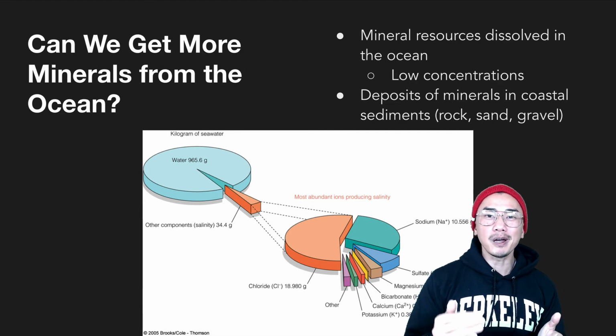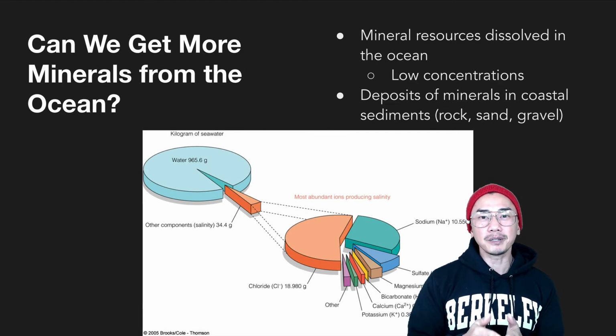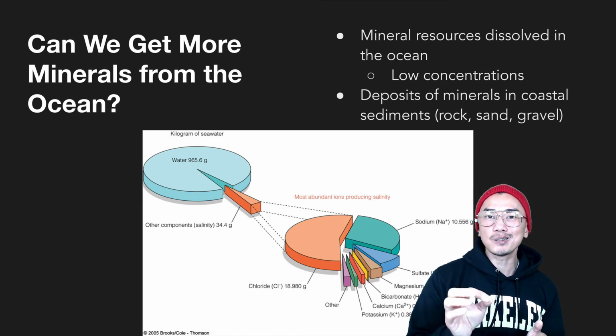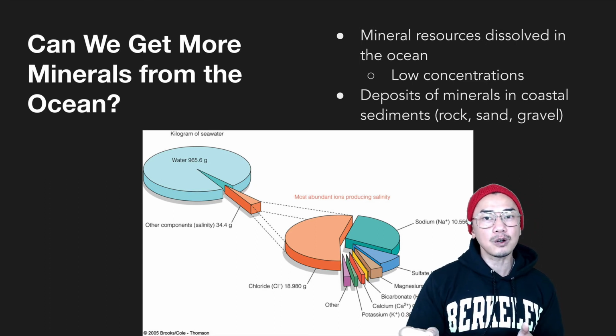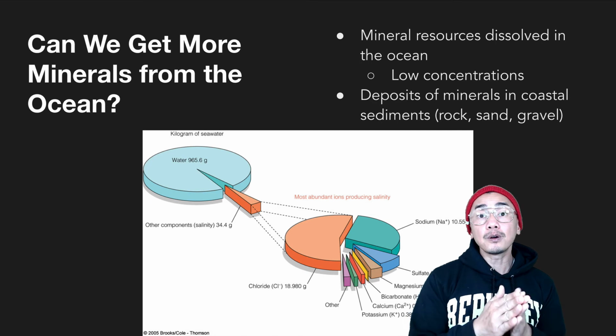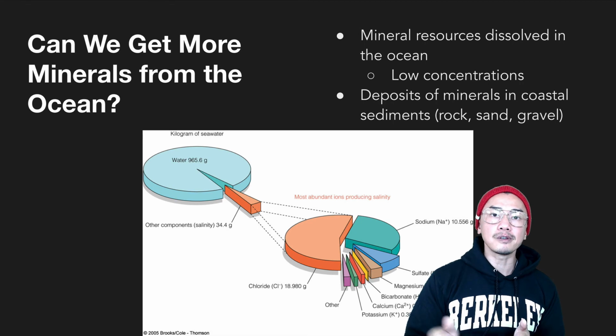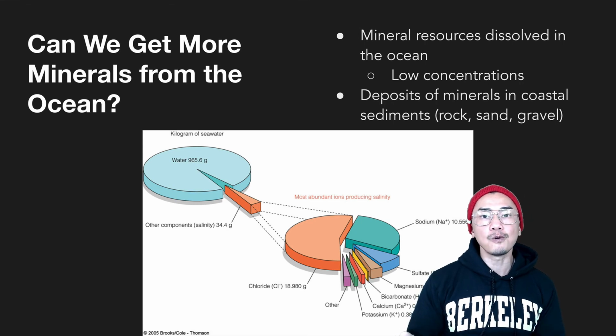As mineral supplies on land are depleted, we can look to the oceans. Ocean water actually contains dissolved mineral resources. Unfortunately, these minerals are only present in low concentrations. There are also deposits of minerals in coastal sediments, things like rock, sand, and gravel. The diagram on the screen shows the different minerals and compounds found in ocean water.